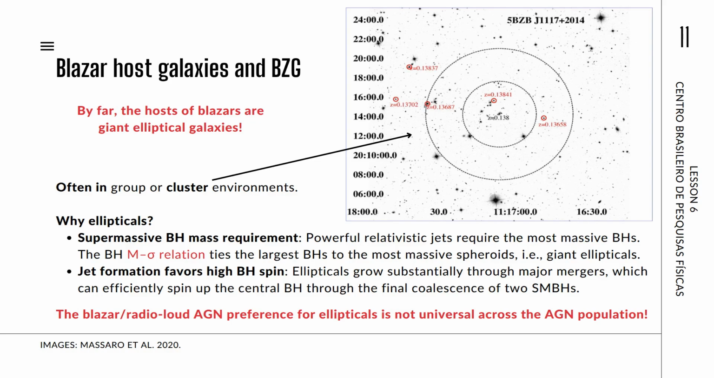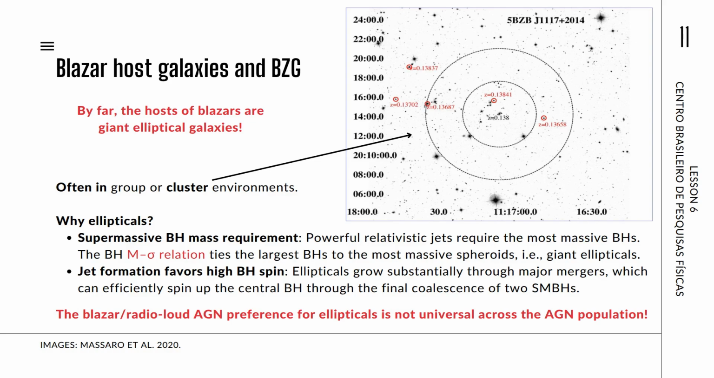So why elliptical galaxies? Supermassive black holes. If the mass of the black hole is large, the jets will be more powerful. And of course, the M-sigma relation ties the most massive black holes with the largest spheroidals. These galaxies are basically large spheroidals.